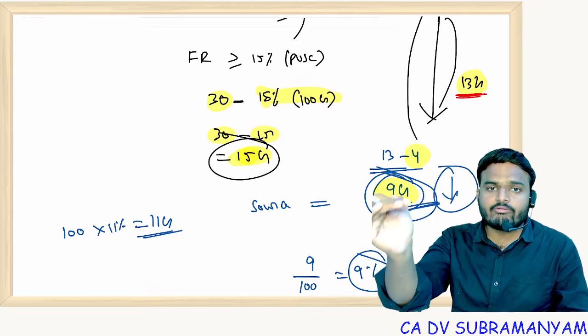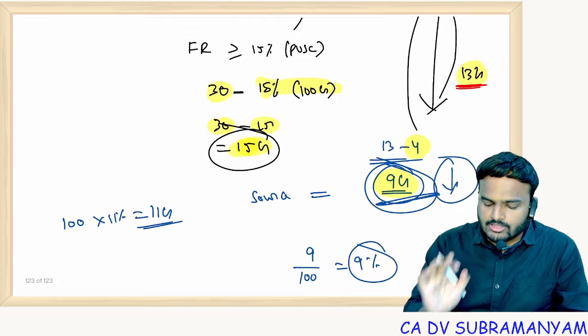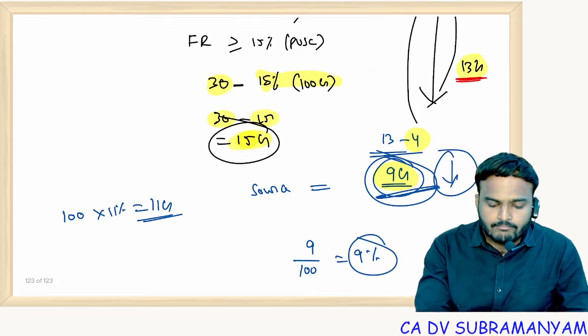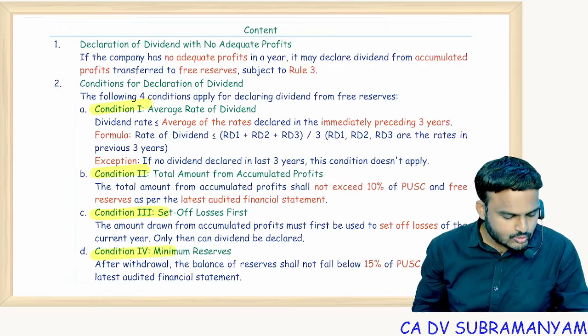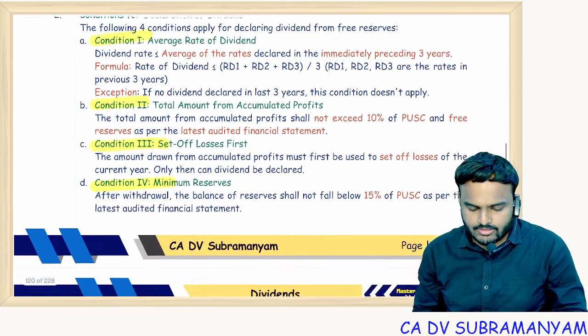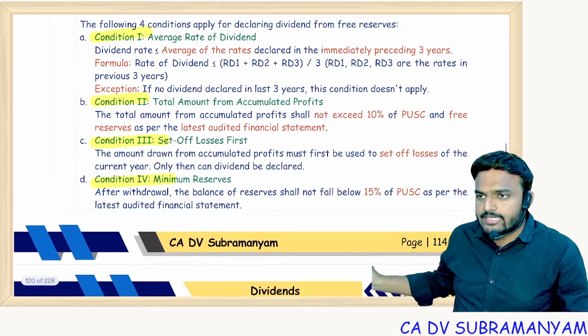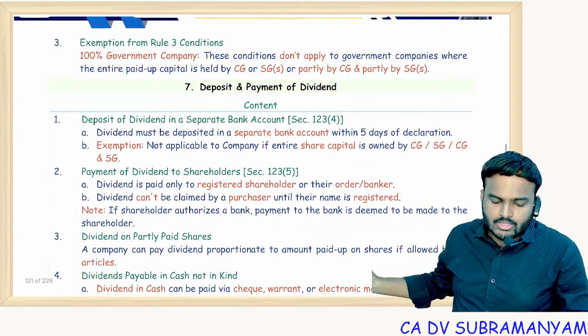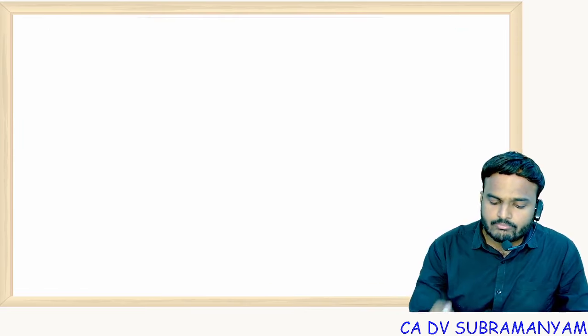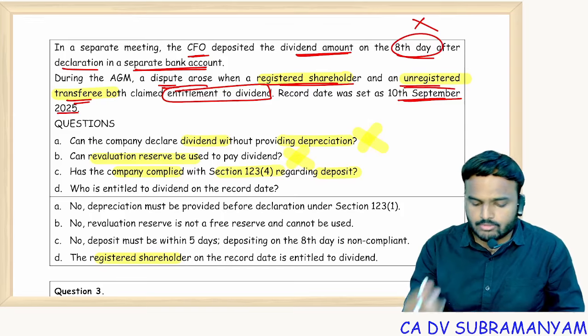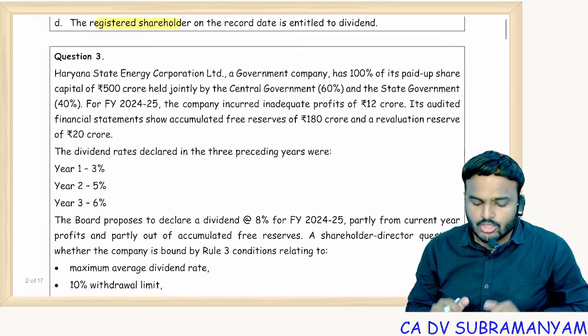Source or rate of dividend, whichever is less, consider it. So 9% is the rate of dividend permitted under Companies Act 2013. Clear? So I think 4 conditions I satisfied. Next one. This is not applicable to government companies. This kind of calculation is not applicable to government company.